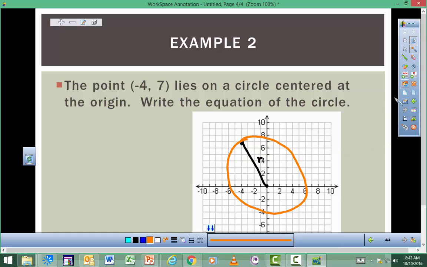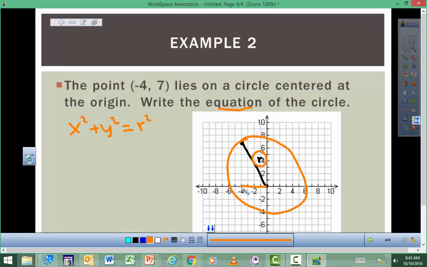And so what I want to do is write the equation of the circle. So now I'm kind of working backwards. Well, in order to write the equation of the circle, I have everything figured out. It's going to be x squared plus y squared, and that's going to be equal to r squared. So all I really need to do is calculate what r is, and then I just need to square it. Does that make sense?